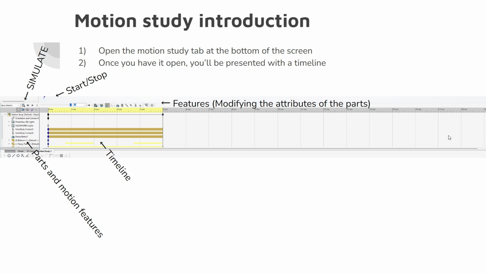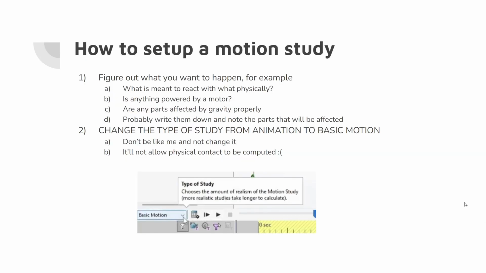Next, we're gonna speed run. Anyways, first of all, change this to basic motion, because if it's animation, there's no physics, so collisions won't be detected. And also, before you do that, figure out what's going to interact with what. If this is ever going to hit this, you want that to simulate. But if this is never going to hit it, there's no need to calculate the collision between these two, right? So, okay, next.